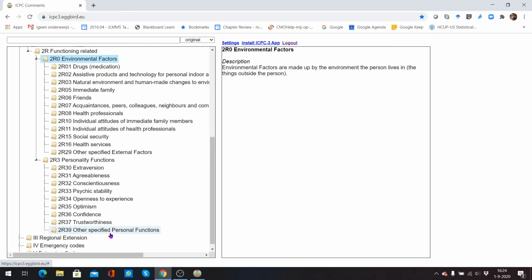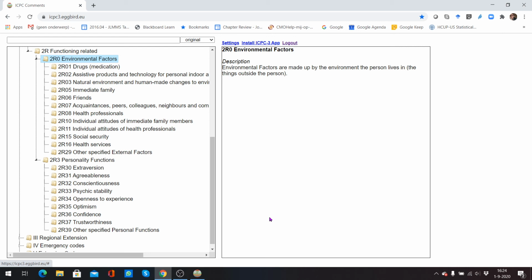Personality functions may only be used if they are provided by the person themselves and with permission for use or reuse. So these classes are not intended to express the caregiver's opinion about the person. So summarizing, with the classes in this chapter, it's possible to systematically record what a person can do, physiologically, using the classes in the function, and what a person actually does and participates in, the activities and participation related to his or her social context.